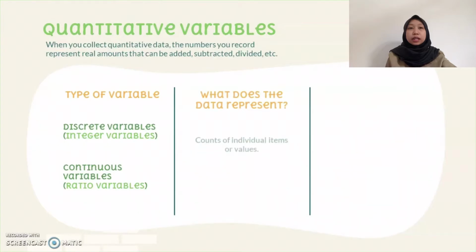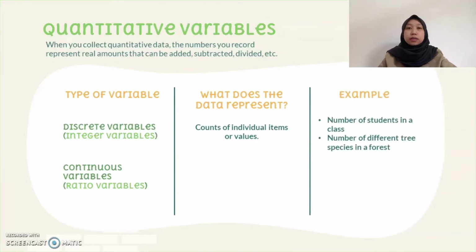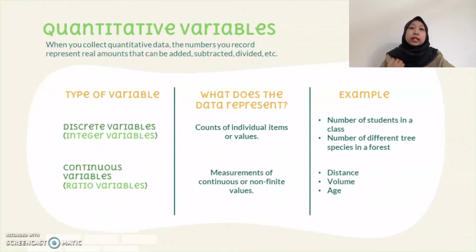Discrete variables represent counts of individual items or values. Example, number of students in a class, or number of different tree species in a forest. While continuous variables represent measurements of continuous or non-finite values. Example, distance, volume, and age.